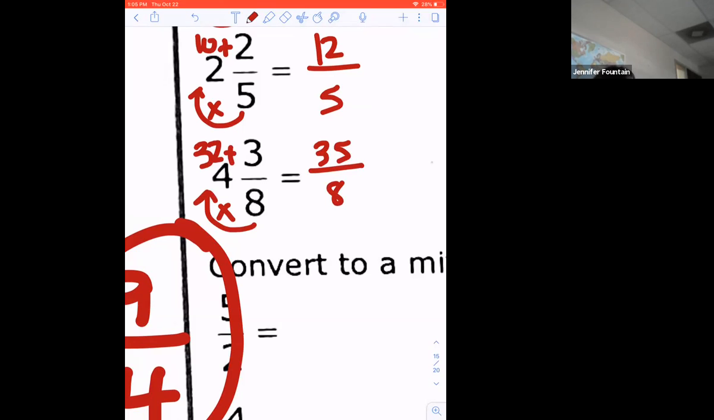Any questions on that? This is one of those things where we just have to remember it's steps in the process, and I just have to memorize. I have to remember what those steps are. Okay, multiply, then add.